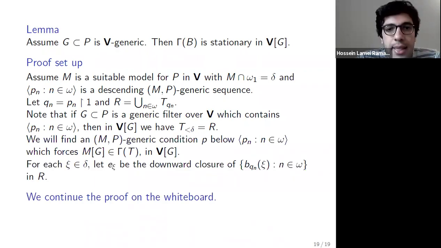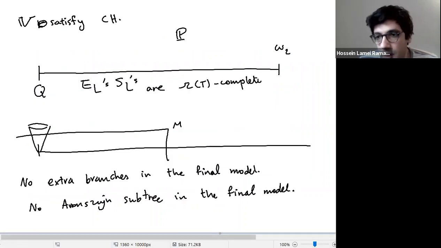As I said, let's take a countable submodel M which is going to have the iteration, and let's take an M-P generic sequence for this model. Let's take the first coordinate of this sequence to be Qn. That's going to give us the truncation of the generic tree. Okay, now, again, we're dealing with the same scenario as before.